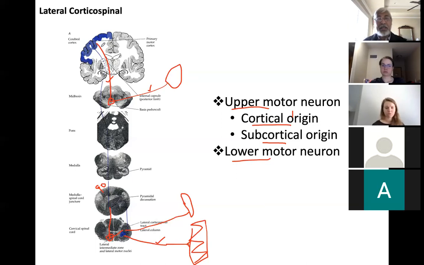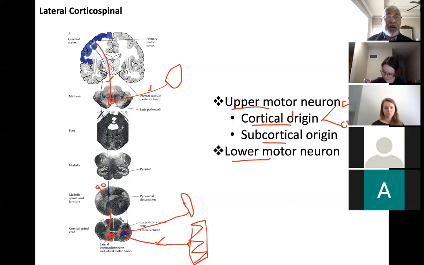So this upper motor neuron is the cortical origin, right? So for cortical origin, there are two types. One we call corticospinal. It's corticospinal, right? And the other one, of the cranial nerve, we call it corticonuclear.